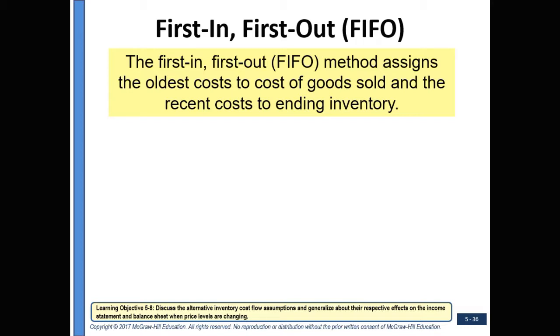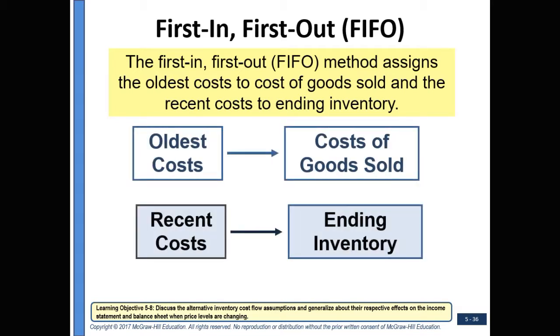Using the first in, first out method, what we do is we assign the oldest costs to the cost of goods sold and assume that recent costs are what are comprising our ending inventory at a given point in time. This does, in most cases, reflect the physical flow of inventory through an organization.